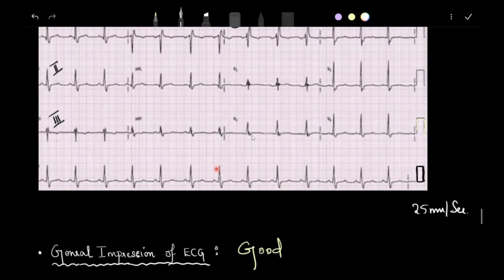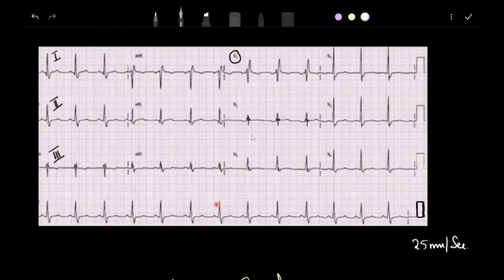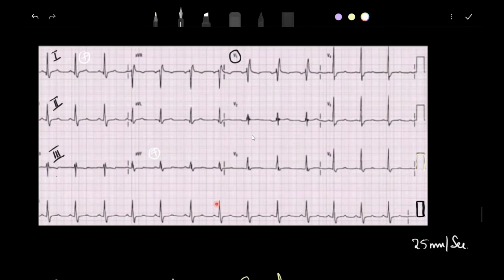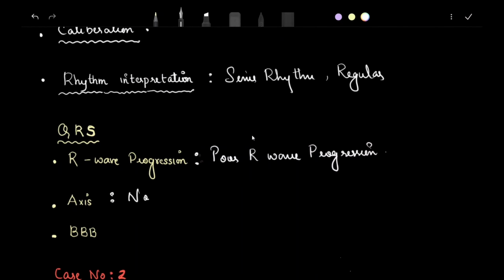Then you see the axis. We have a mnemonic: left leaf, right reach. In axis you check lead 1 and lead AVF. In lead 1 there is positive deflection. In lead AVF it is also positive deflection. So we could say that it is normal. If lead 1 was positive deflection and lead AVF was negative deflection, then it could be left axis deviation. If both are negatively deflected, it is extreme axis deviation. And if lead 1 is negative and lead AVF is positive, then it is right axis deviation. So here the axis is normal, which can be minus 30 to 90.